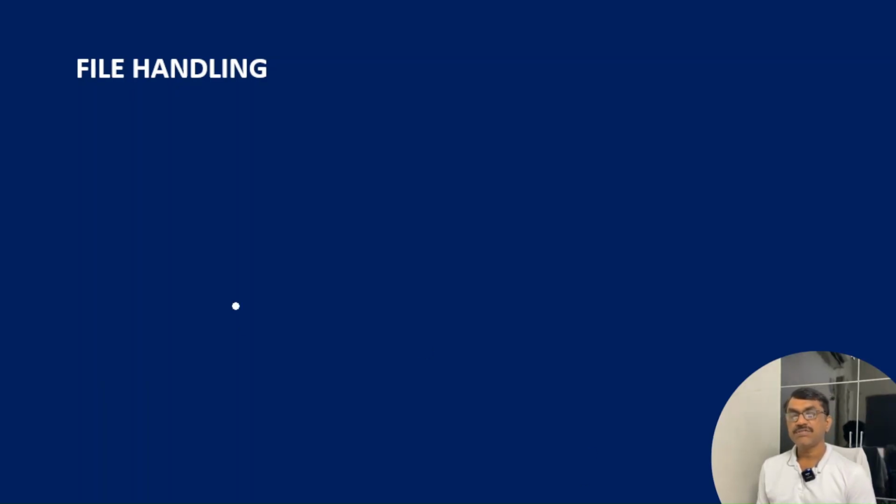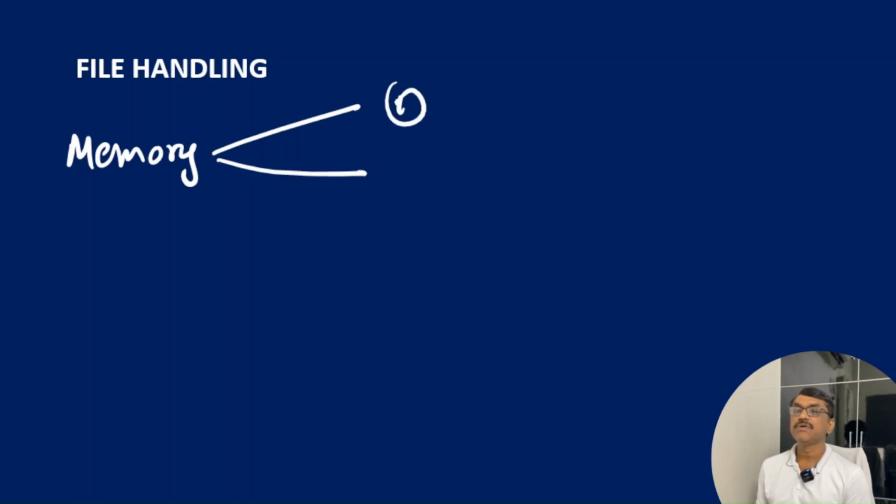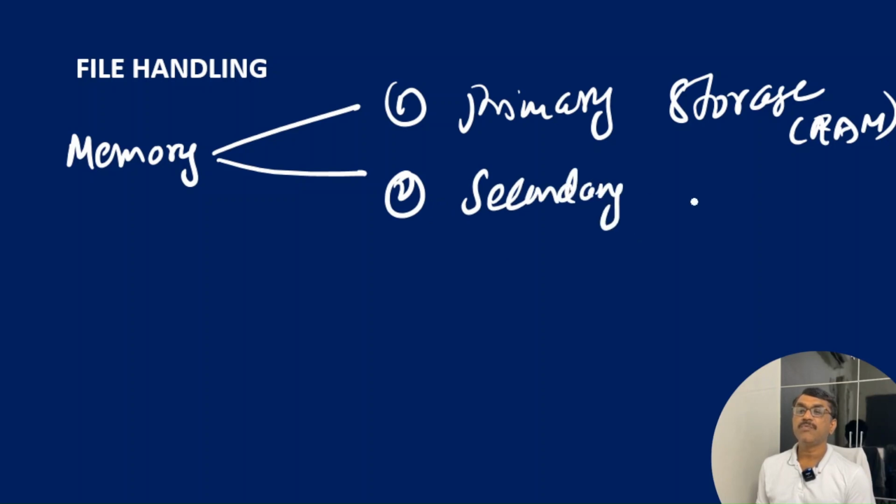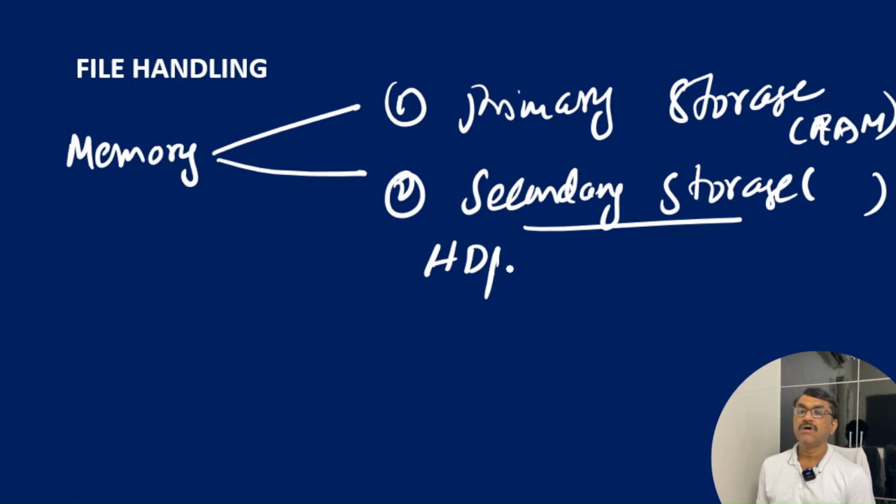Now let us start the discussion of file handling by giving some introduction. We all know that the storage, or we can say the memory, is divided into two types. The first one is primary memory, or primary storage, that we call random access memory. The second one is secondary memory, or secondary storage. Under secondary storage, mainly we are talking about hard disks, compact disks, pen drives, and we can also give the example of ROM, read-only memory.